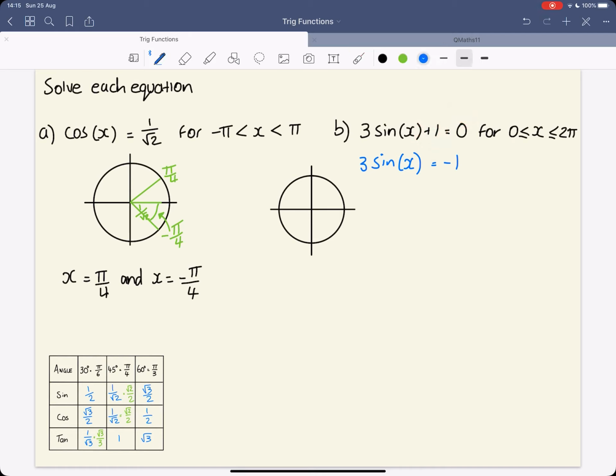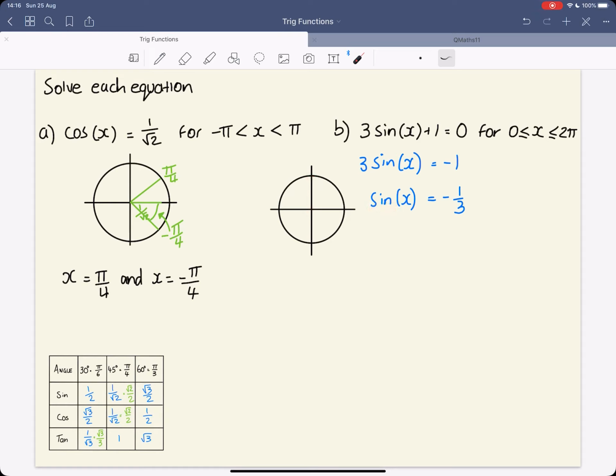And there are operation reverses. Again, I can divide both sides by 3, cancelling out these 3's, and I get the sine of x equals negative 1/3. So if I go ahead and think about this, the sine is how far up or how far down I have to go.